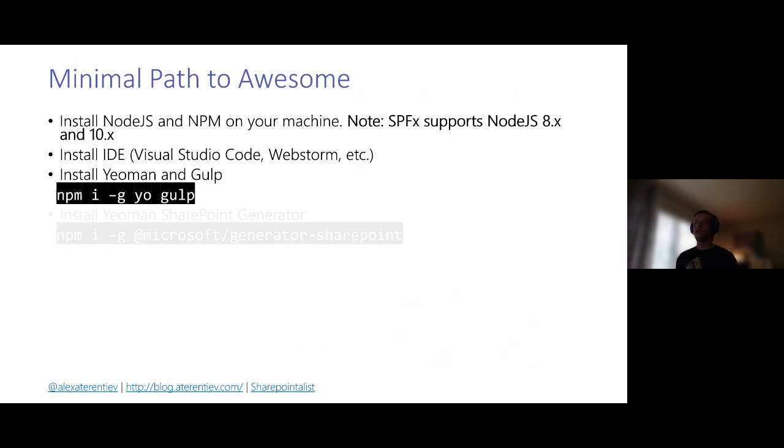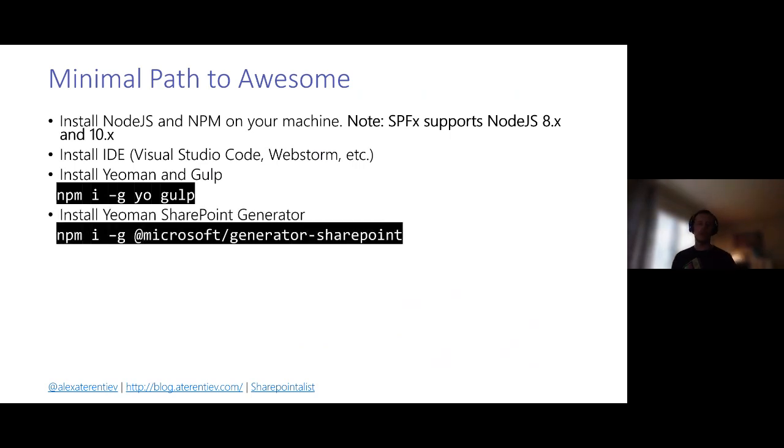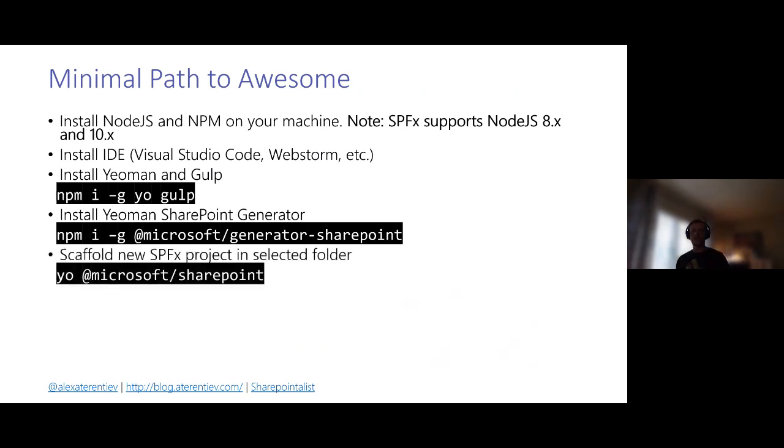When Yeoman and Gulp are installed, we can also install the Yeoman SharePoint generator. Again, it's done using npm. We're installing it globally, and the package is called @microsoft/generator-sharepoint. When the generator is installed, we can navigate to the folder where we want to create our project and start scaffolding the project using Yeoman and the SharePoint generator with the yo @microsoft/SharePoint command.